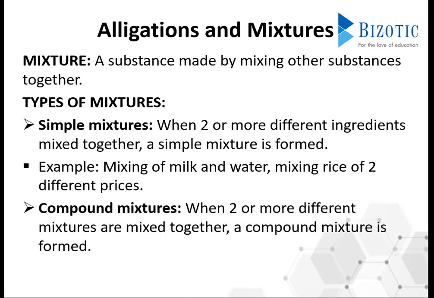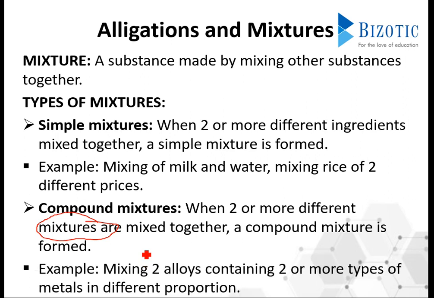And then there come the compound mixtures. When two or more different mixtures are mixed together, the mixtures themselves are mixed, forming a compound mixture. An example: two alloys containing more than one type of element mixed in different proportions, maybe like K2SO4 mixed with NaCl. All these different alloys mixed together form compound mixtures.